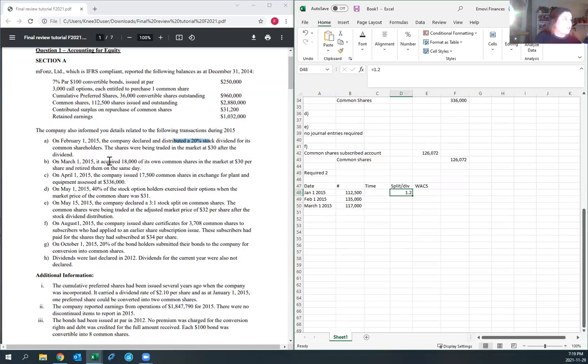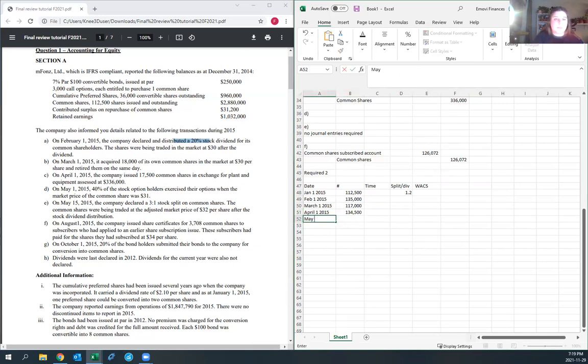So going back to March 1st, they reacquired 18,000 of their own common shares. That decreased by 18,000. And then on April 1st, 2015, they issued 17,500. So that increased the number of shares.